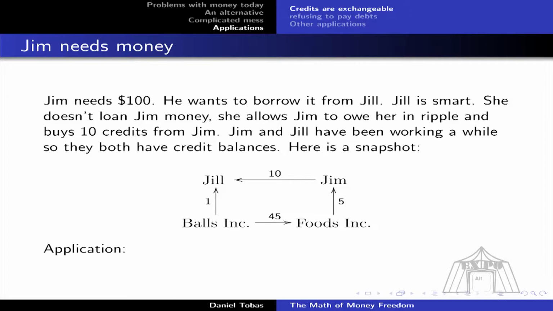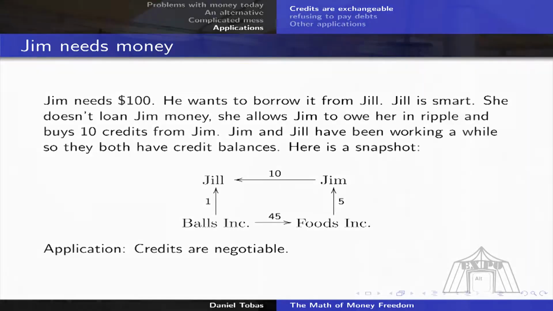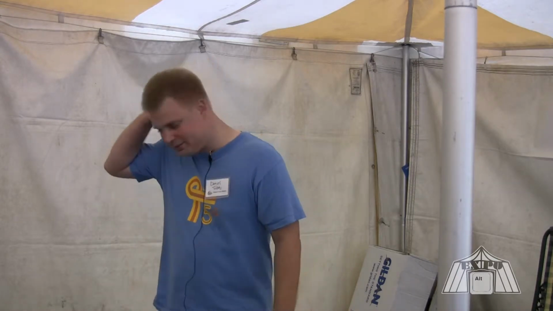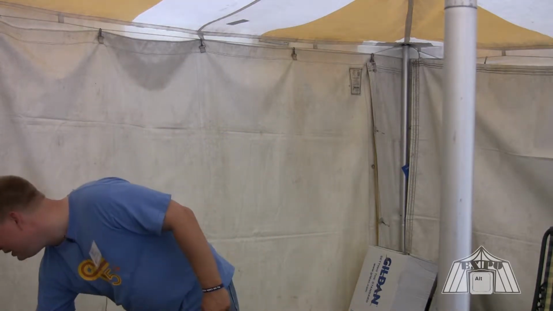Okay, at whatever the going rate for the credits is. So she sells the money for the credits, and Jim credits her in the system. She pays the money. Jim has the money. It's not a loan. It's actually selling.